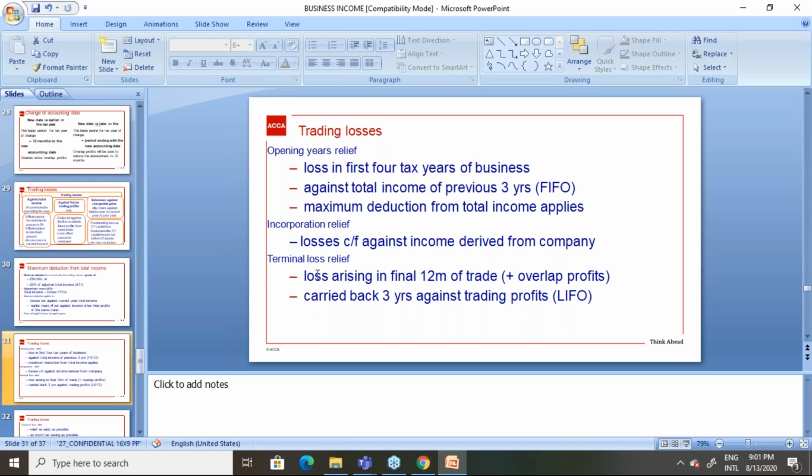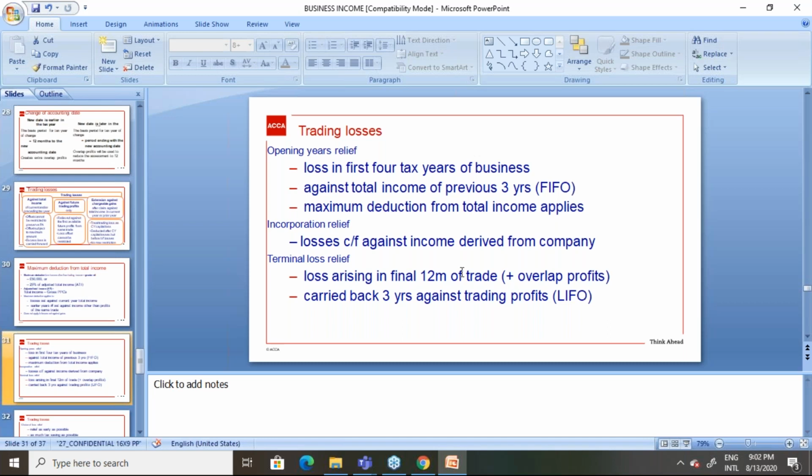Then, if it is a business where you have ceased trading, you're going to wind up the business. In that situation, you have a special relief called terminal loss relief. How does the terminal loss relief work? You first need to calculate the terminal loss. What do you mean by terminal loss? The loss incurred during the last 12 months of the business.